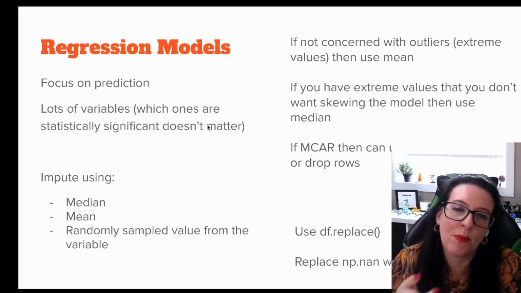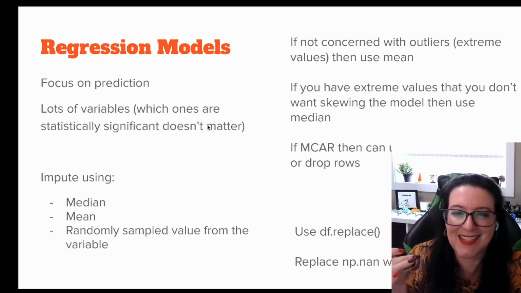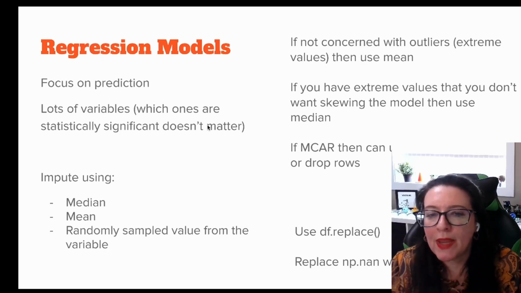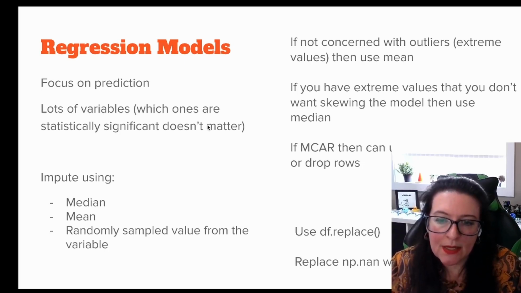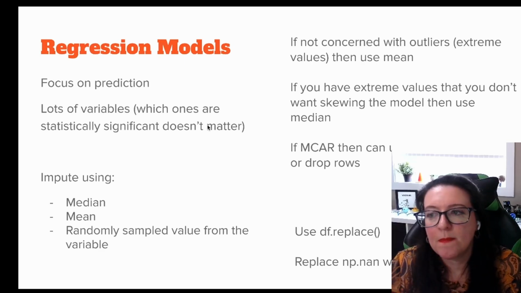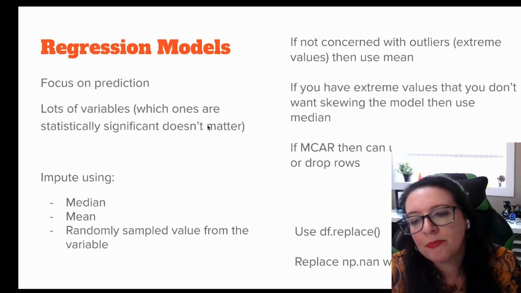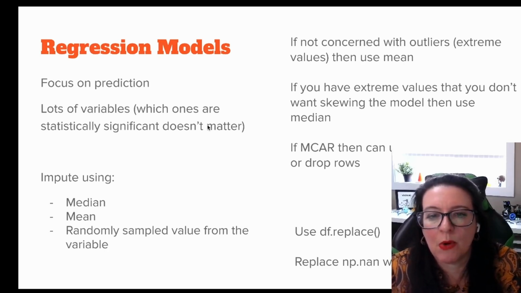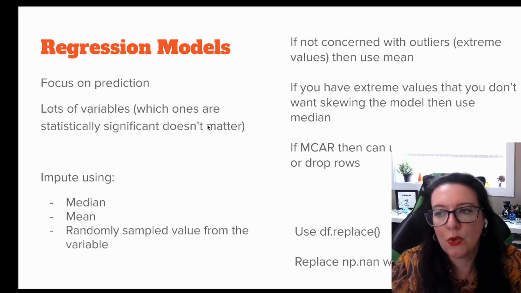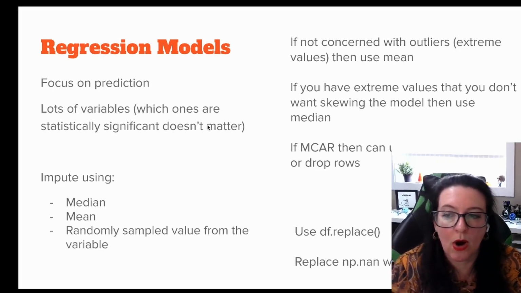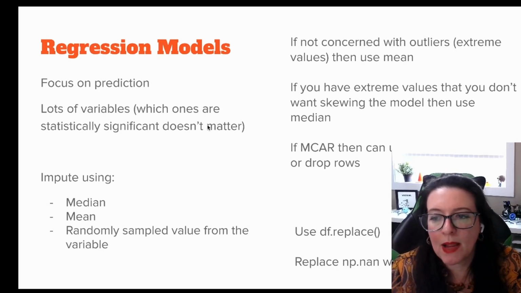So it's okay if one particular variable becomes a little bit less statistically significant, has a little bit less impact on the model, then we can impute. So we can impute using median, mean, or random sampled values. So how do you decide which one? Well, if you are not concerned with outliers, so extreme values, then the mean is probably the easiest and most common. If you are concerned that some data in your data are going to have extreme values that could skew the model, then the median might be more appropriate.